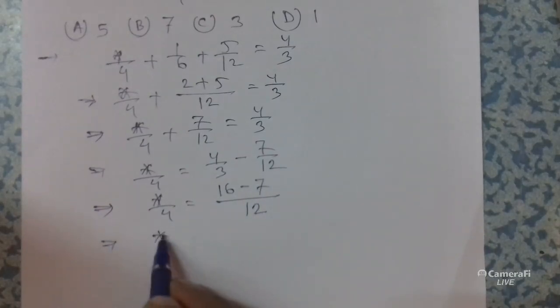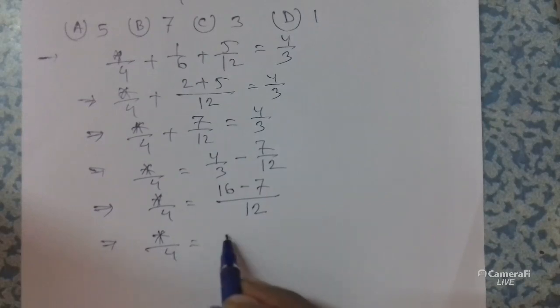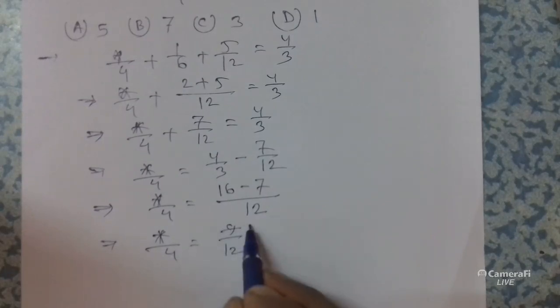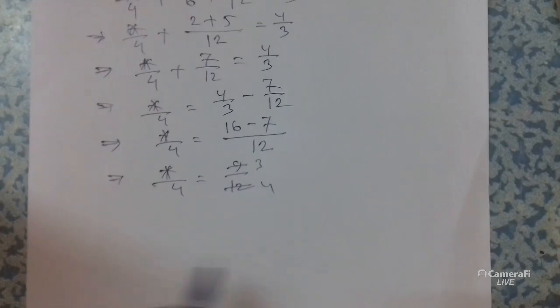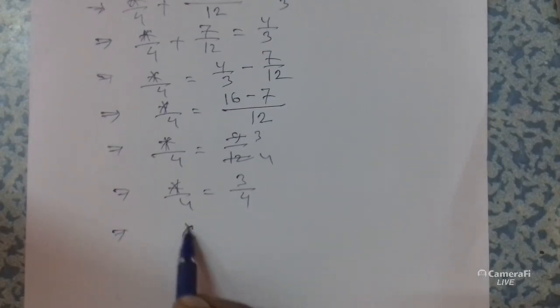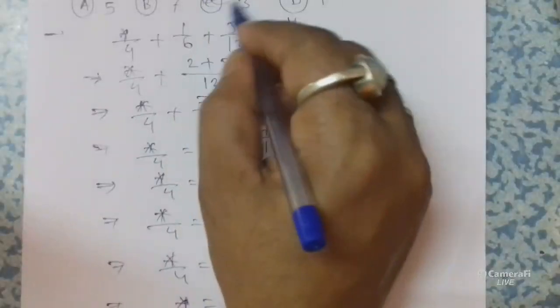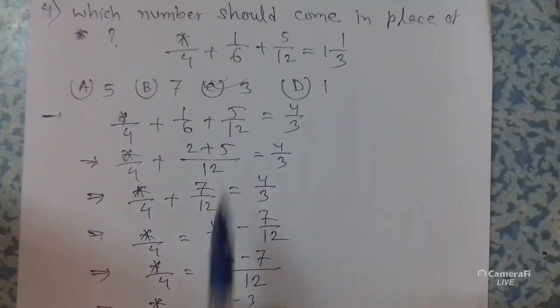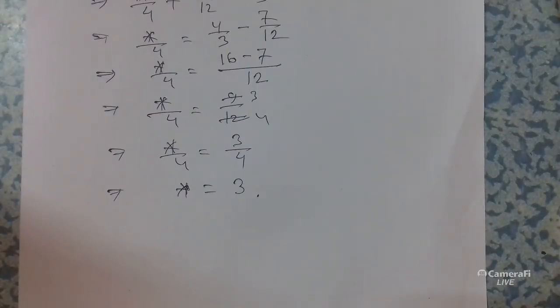So it will be 9 by 12. So it is 3 by 4. Now 4 will be cut. So this value is 3. So 3 is the correct answer. Option C is the correct answer. I hope all of you understood. Next problem.